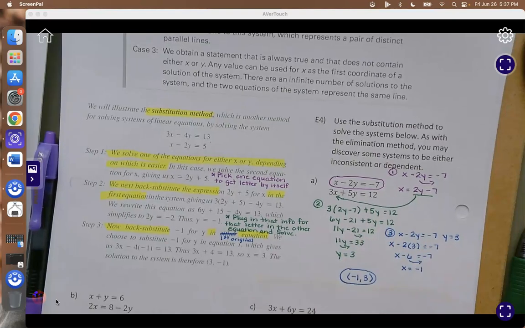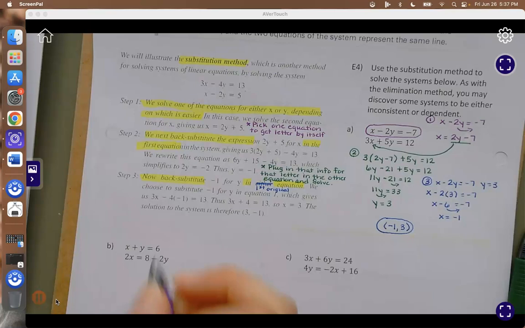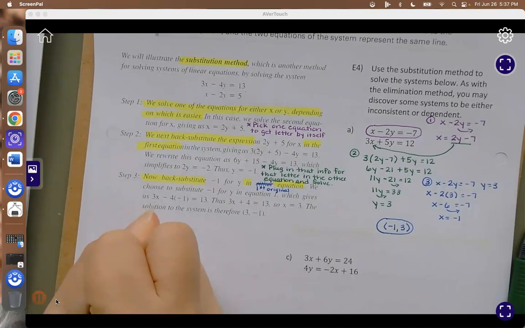Okay? And that's your first example. Now we're going to do this one. Now on this one, we could either get x or y by itself. It doesn't really matter. But I'm just going to get x by itself just because it comes first.